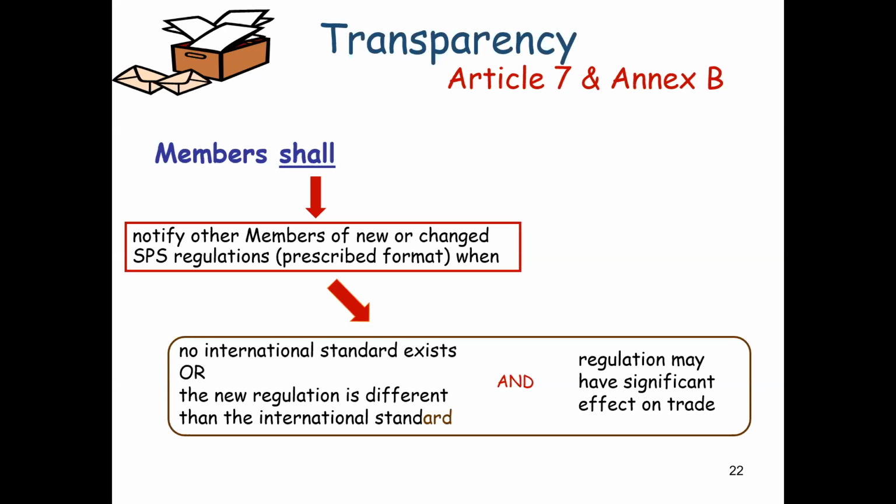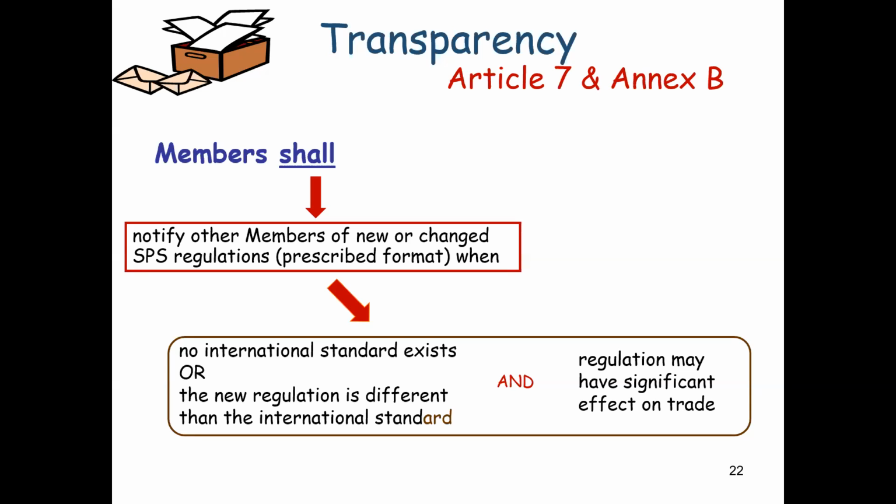So if a country is coming out with a new measure or they're changing some measure, for example, let's say India has put in some additional pesticide residues for fruits and vegetables. So they are obliged to do certain things. So they're obliged to notify the other members of these changes.